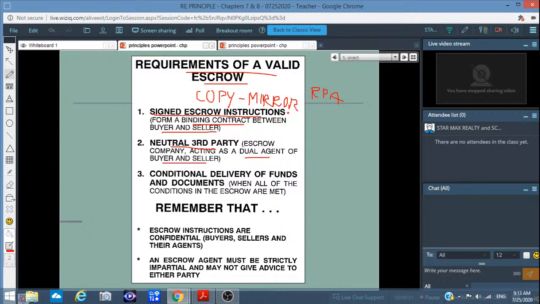and seller，OK，它代表两方，它这是中间人，OK，conditional delivery of funds and documents，它就是管理什么东西呢？钱这方面，加上了纸张这方面。So when all of the conditions in the escrow are met, okay, then they close the transaction. 所有条件符合的话，加上钱到位的话，它就是经营这个买卖了，OK。Remember that escrow instructions are confidential, okay, between buyer, seller, and the agents, so 4 parties, okay. 这个协议也是保密的，OK，只有四方可以看，OK，买主卖主两方的 agent, okay.